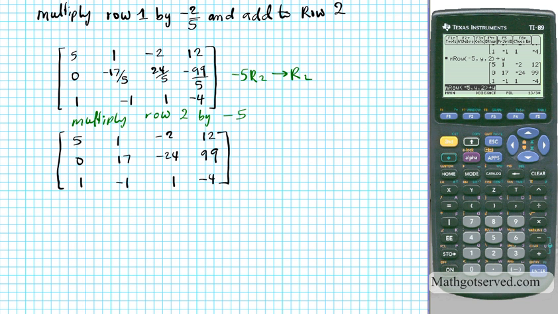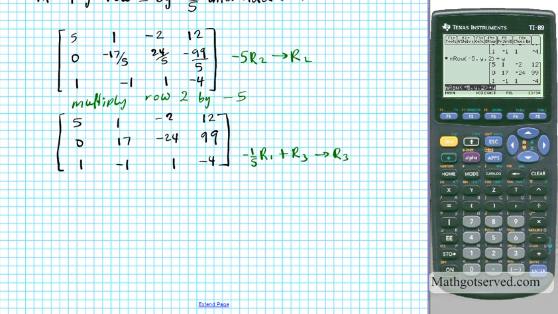Okay? Alright, what did I just say? Well, let me write it down. We're going to do -1/5 for row 1 plus row 3, okay? And I'm going to store this in row 3. Alright? So let me write this in word form. Multiply row 1 by -1/5, add to row 3. Okay? That's what I'm going to do.